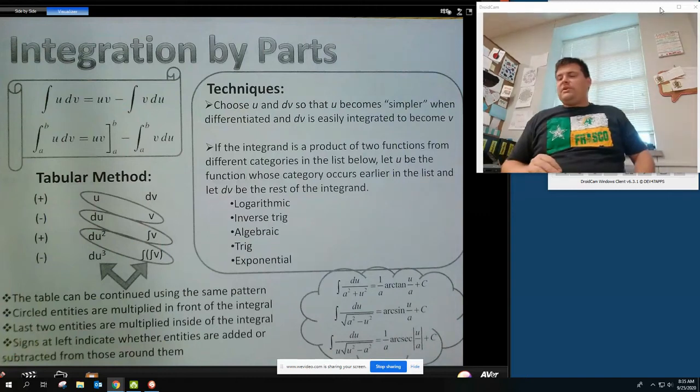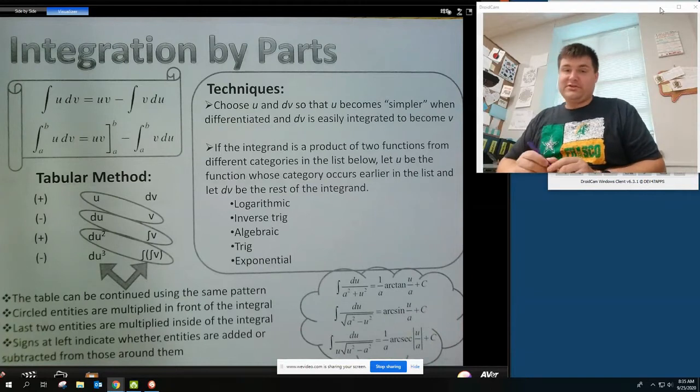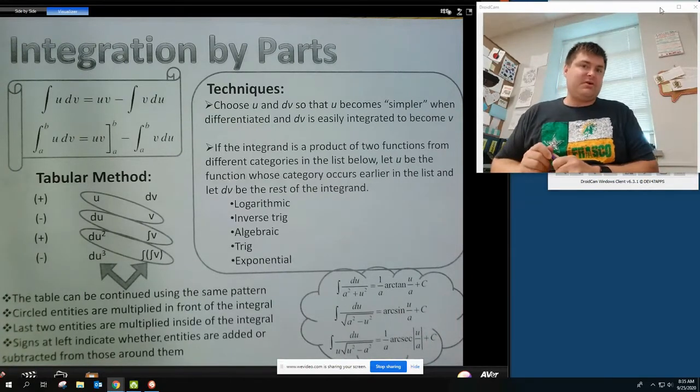Welcome to the video on integration by parts. Really fun method here for integration. So we haven't talked too much about integration techniques.